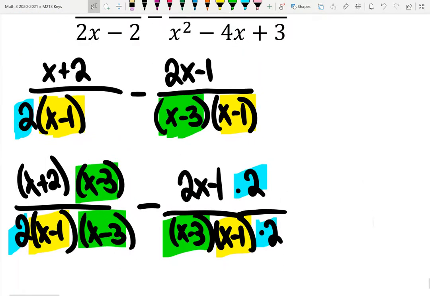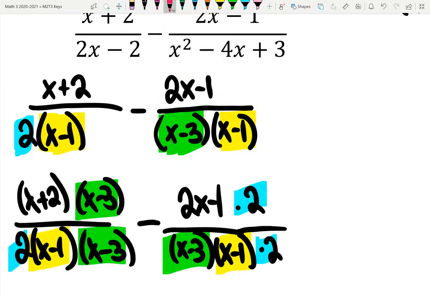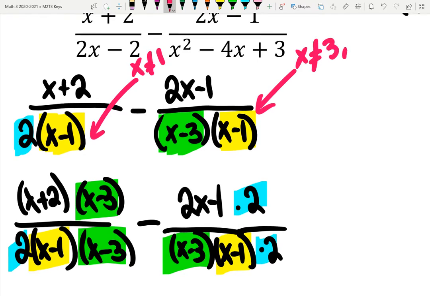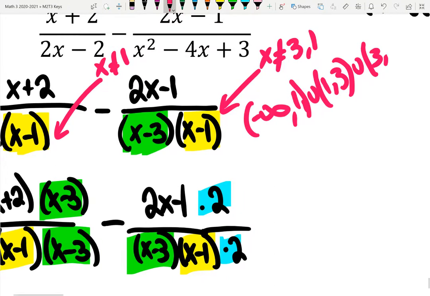Oops. I actually forgot to do my domain restriction. My domain restriction is, well, x can't be 1. Here, x cannot be 3 or 1. So my domain is going to be negative infinity to 1, union 1 to 3, union 3 to infinity. All right, let's keep going though.